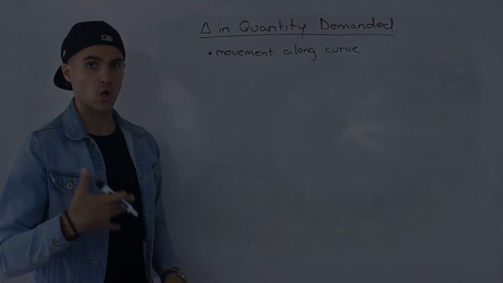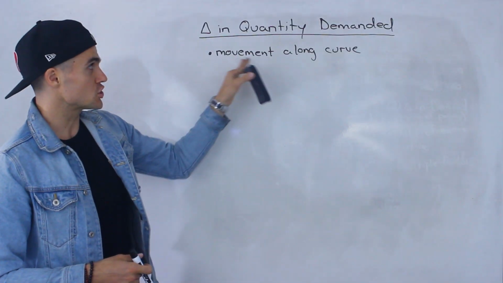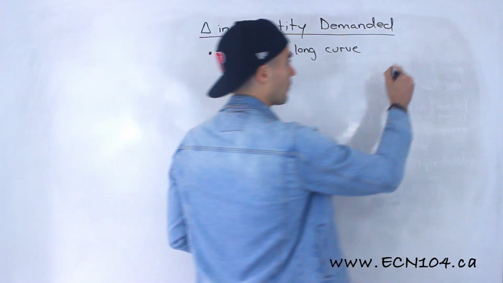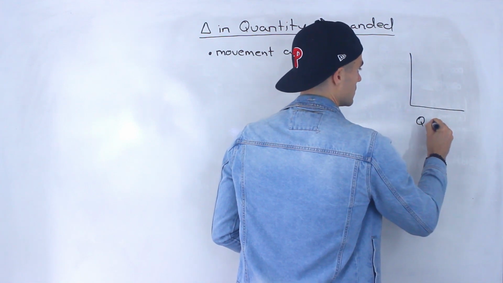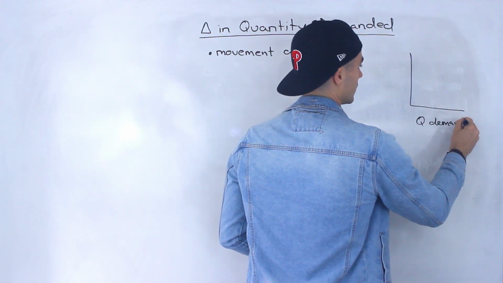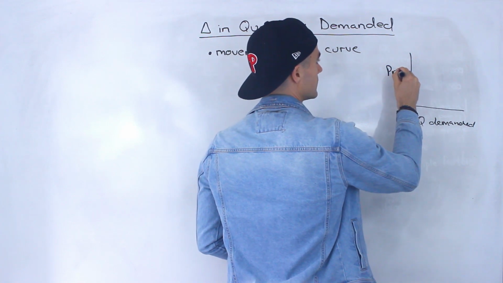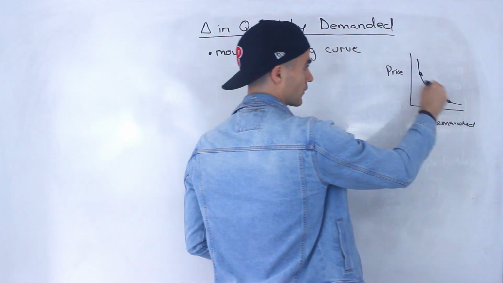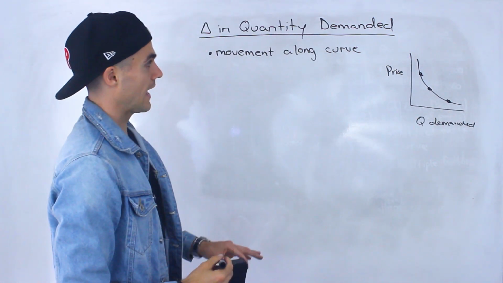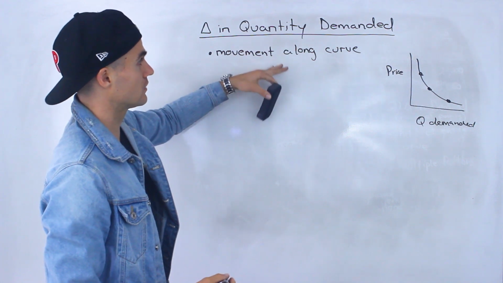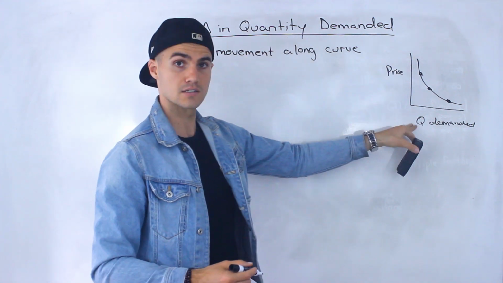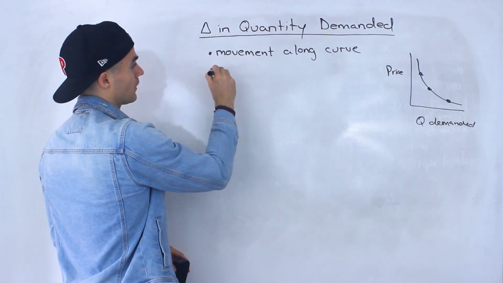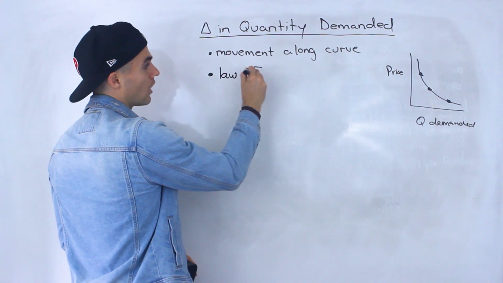So starting off with the change in quantity demanded, as we mentioned, change in quantity demanded is basically movement along the demand curve. So one more time, if we show this visually, we got quantity demanded, we got price. It's basically movement from one point to the next, either down the curve or up the curve. And as we mentioned, the only factor that affects change in quantity demanded is price. So basically, change in quantity demanded is described with the law of demand.